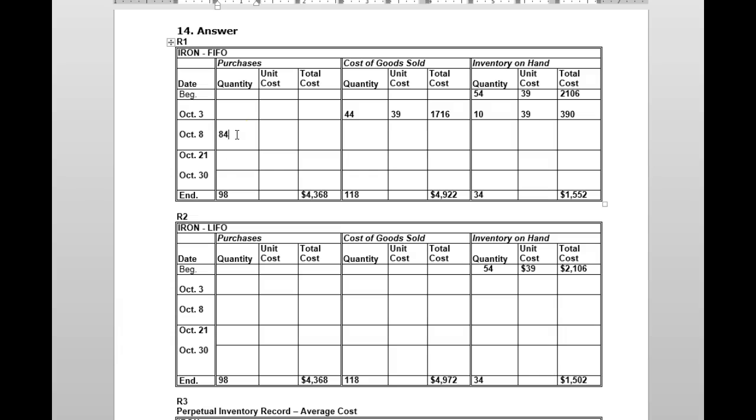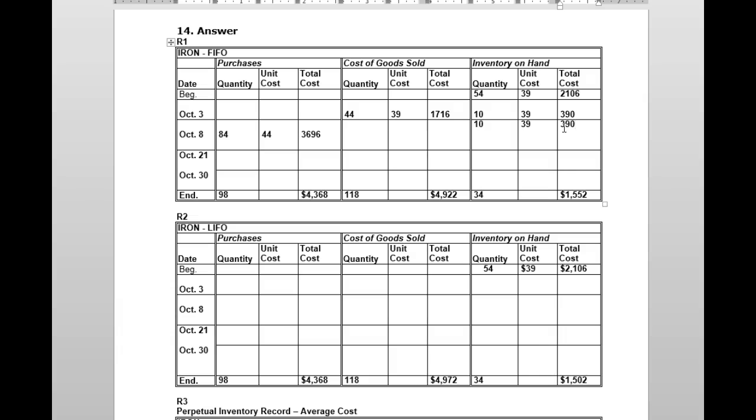On October 2nd, they bought 84. So when you buy 84, the unit cost was $44, and the total cost of that layer is $3,696. Okay, you do nothing with the cost of goods sold because you haven't sold it yet, but this has to move over to inventory on hand. Since you're doing first in, first out, you've got to keep this in layers so you know which was first in.